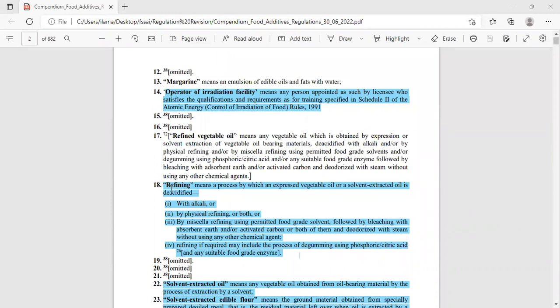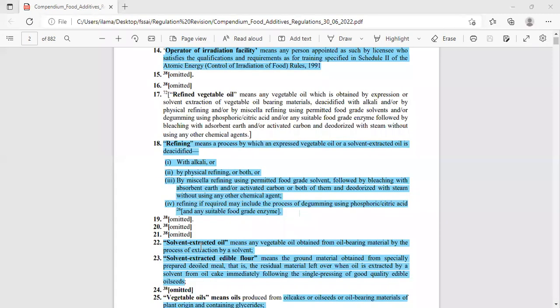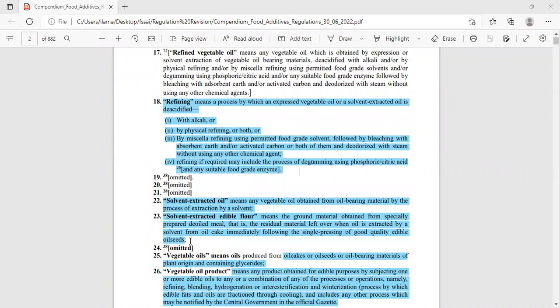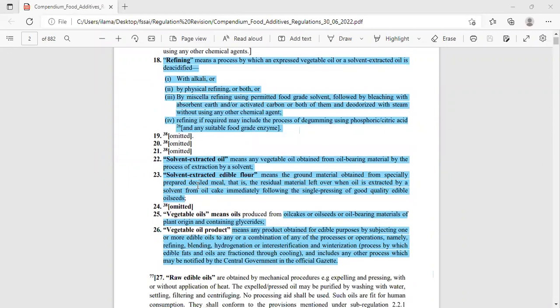Refining means a process where we subject the vegetable oil to alkali refining or physical refining, or both physical refining and alkali refining. And then we are also using some food grade solvents to deodorize them, and refining may also include the process of degumming. So these options may be given in a multiple select MCQ, asking us to select which one is correct or not. So refer to the refining definition. Solvent extractor means if you are using any solvent for extraction, then it is solvent extracted edible oil. If we are getting edible flour from that solvent extracted, then it is solvent extracted edible flour.